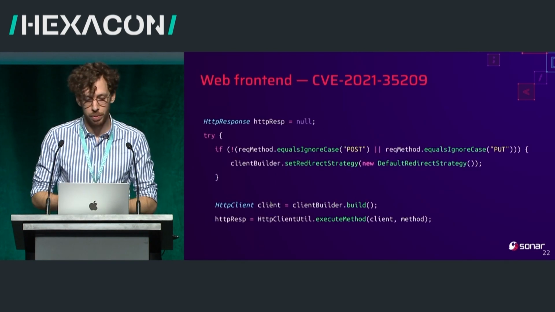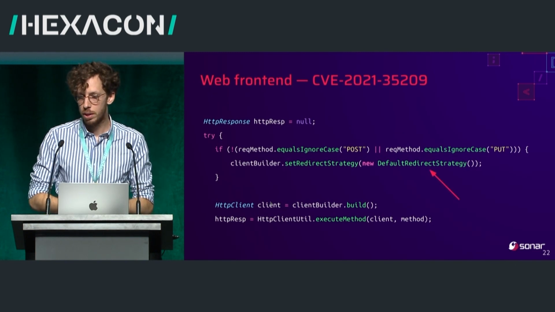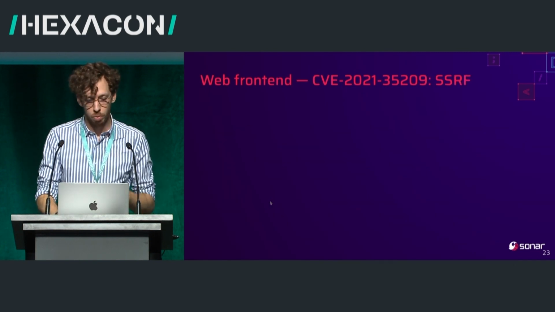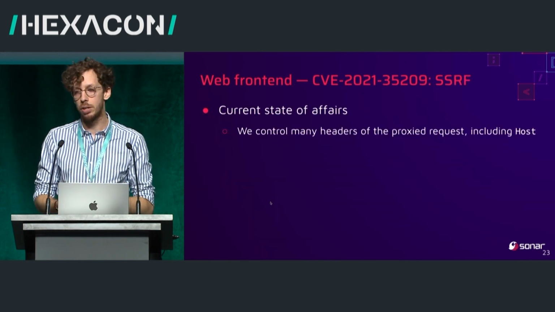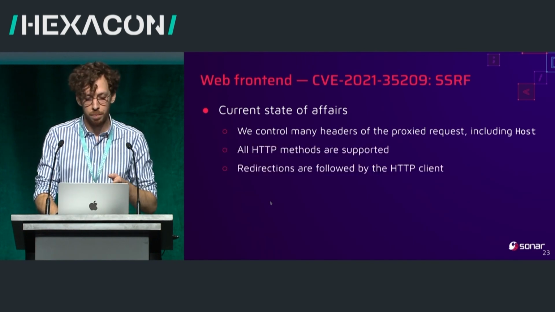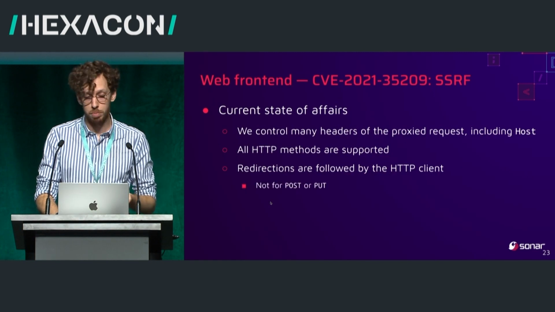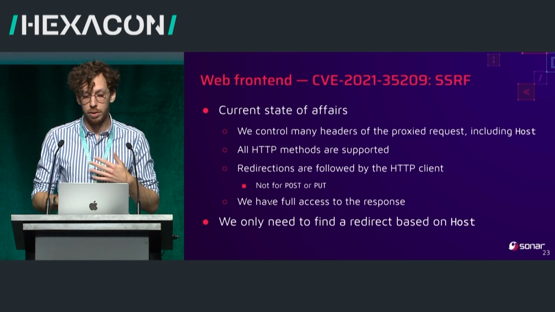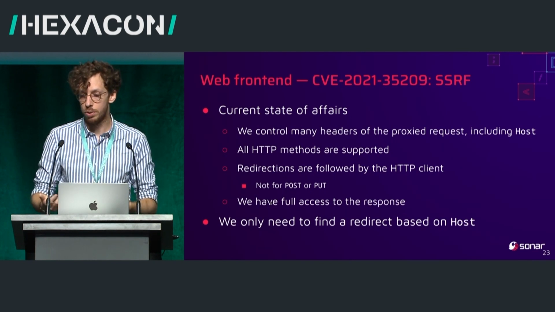be important for later. And when processing the response, if it's not a post or a put, it's using a default redirect strategy. That means that it will follow redirects. So what we have right now is that we control many headers of the proxy request, including host. We can use any HTTP method. Redirections are going to be followed by the HTTP client in some cases, and we have full access to the response because it's a feature. We only need to find a redirect based on the host name.